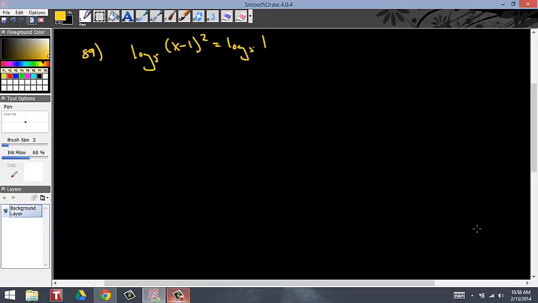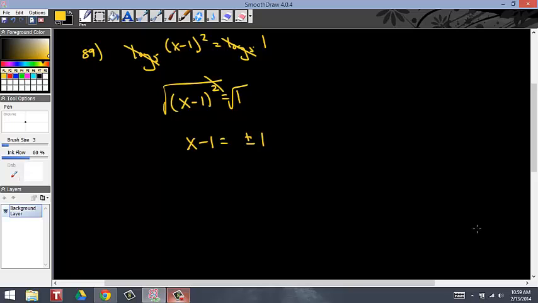Kenna, what can I do with them? They're gone. So I have x minus 1 squared equals 1. Now, there are a couple ways you can do this. You can FOIL this out, subtract 1, set it equal to 0, and get the answer. Or, because 1 is a perfect square, you can just take the square root of both sides.